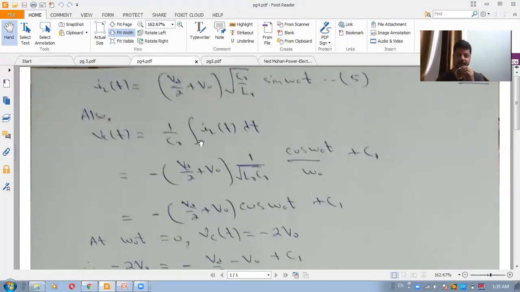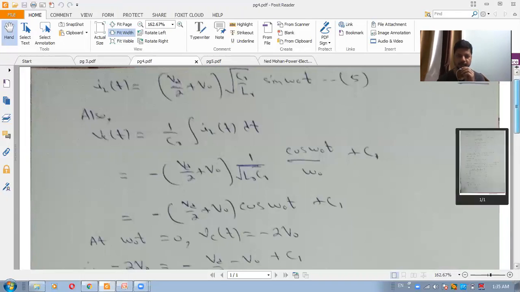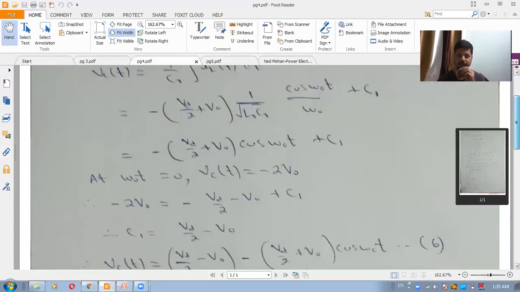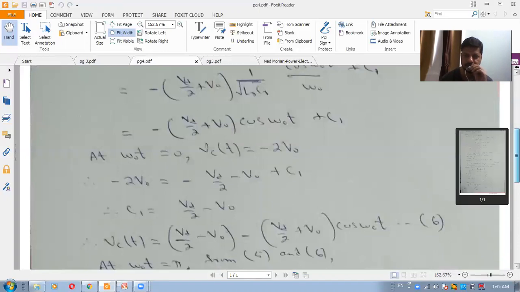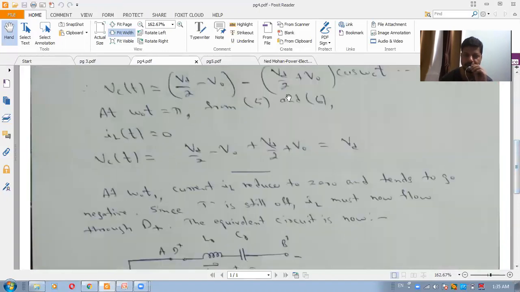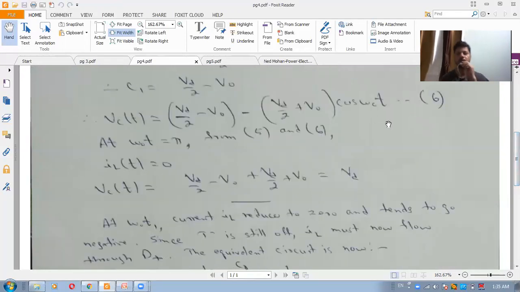Also, if you find the capacitor voltage, 1 upon CR integral IL of T dt, as we had done previously, I have integrated the current here, and this C1 is the constant of integration, and I have used the initial condition that at omega 0 t is equal to 0, the capacitor voltage is minus 2V0. If we substitute that here, we get C1 is equal to Vd by 2 minus V0. If we substitute that, Vc of t becomes equal to Vd by 2 minus V0 minus Vd by 2 plus V0 into cos omega 0 t.